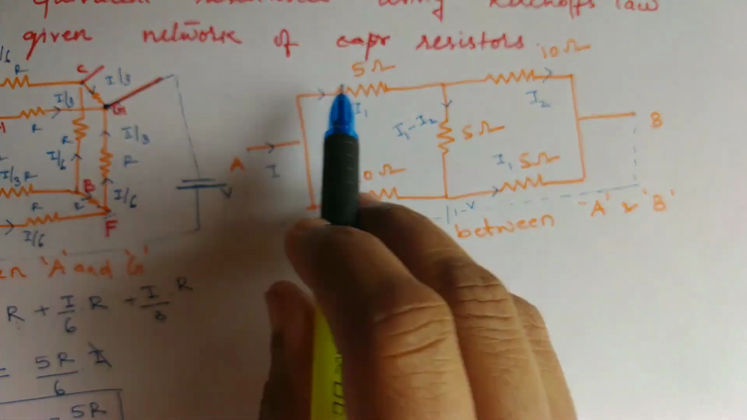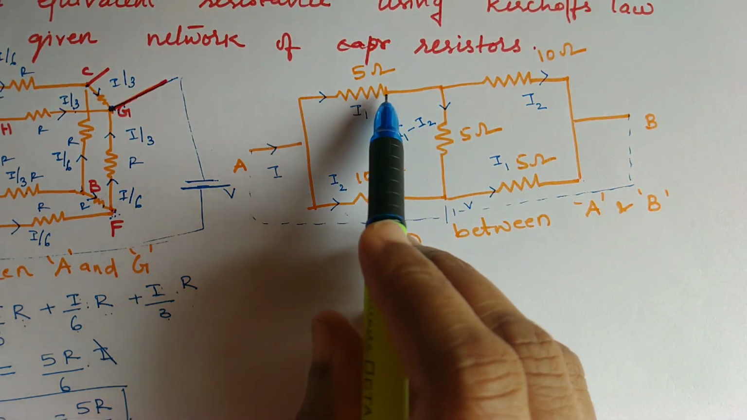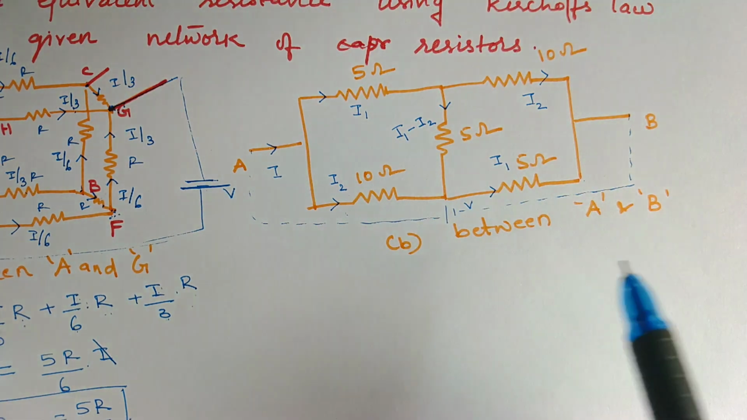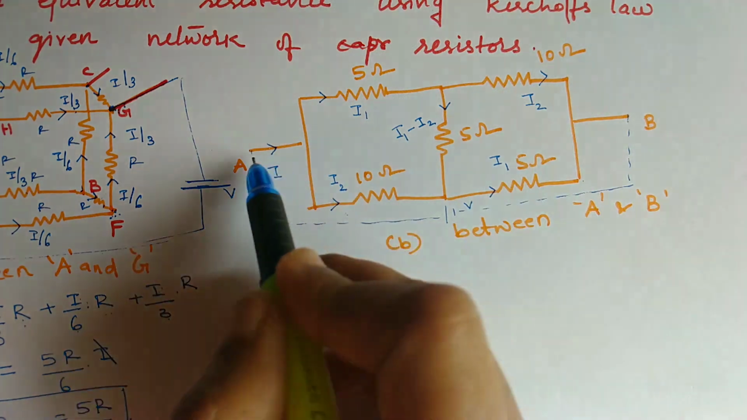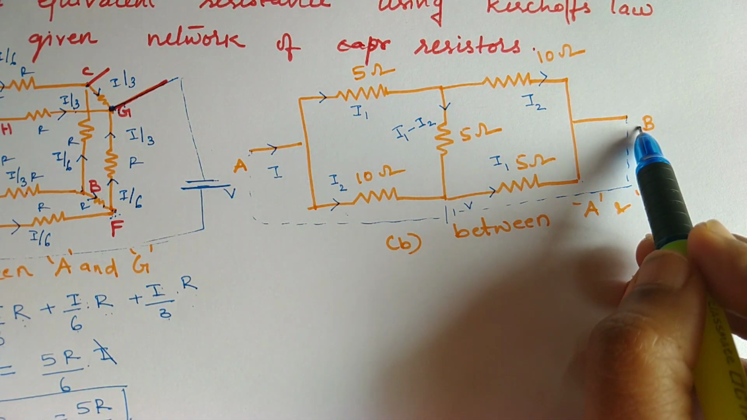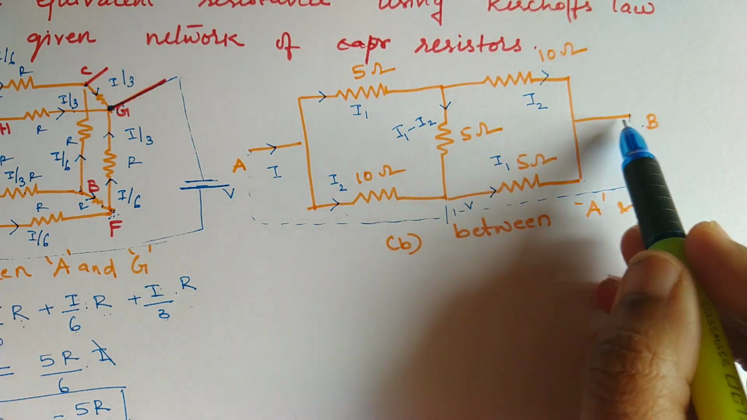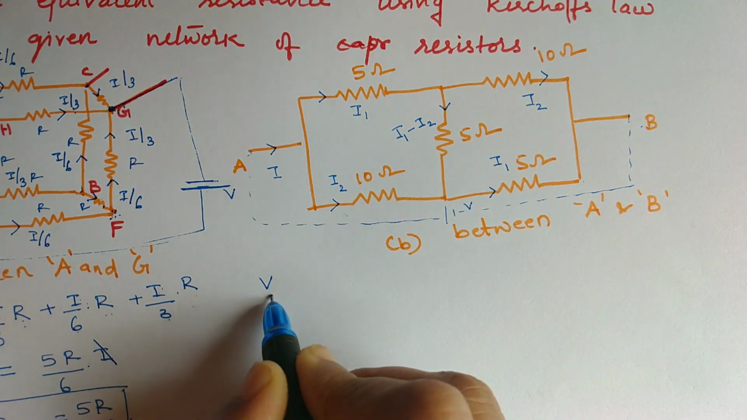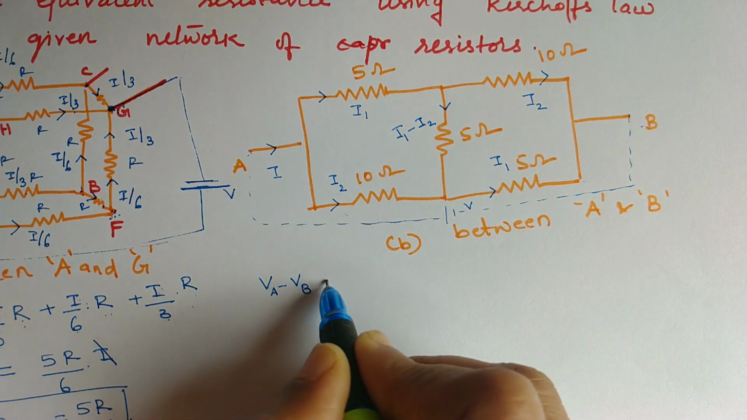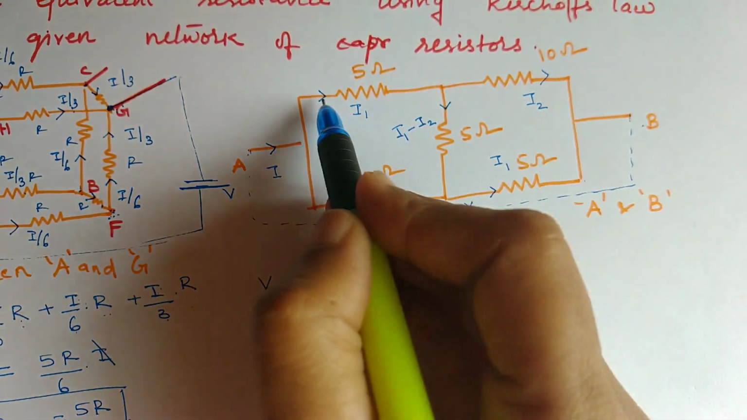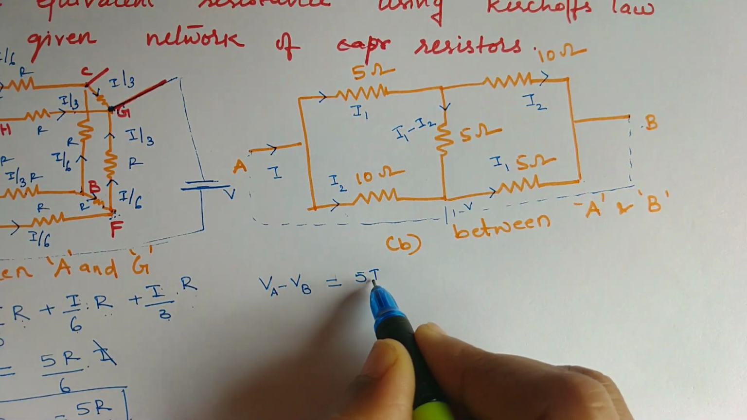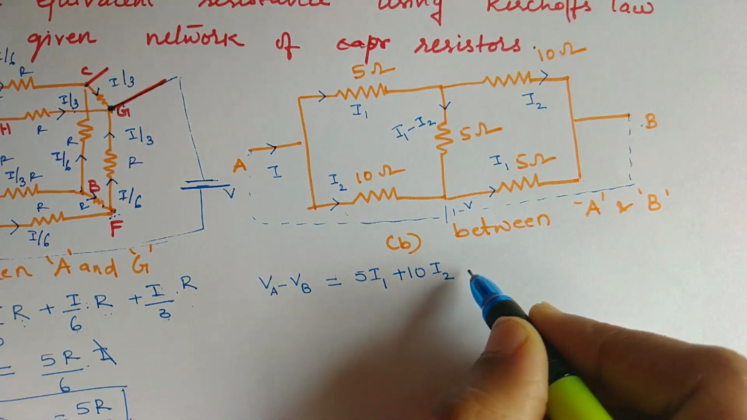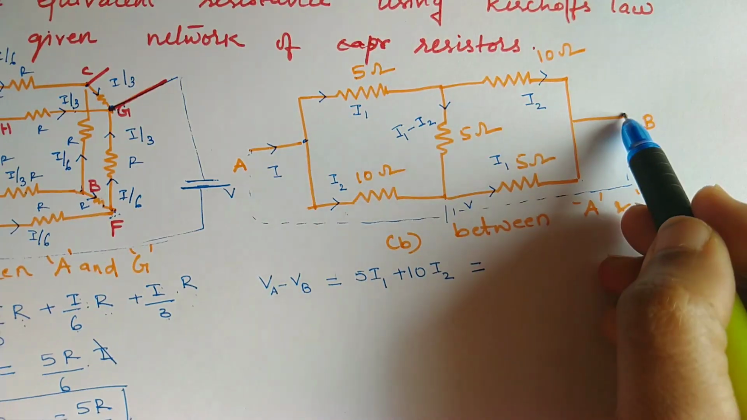So step 1, we have branched the currents, but what is the rule we have used? If this is I1, this should be I1. If this is I2, even this should be equal to I2. Now I will find the potential difference between the points A and B in two different paths. One is the path from A through 5 ohm, 10 ohm and B. So VAB, or VA minus VB, equals 5 into I1 plus 10 into I2.